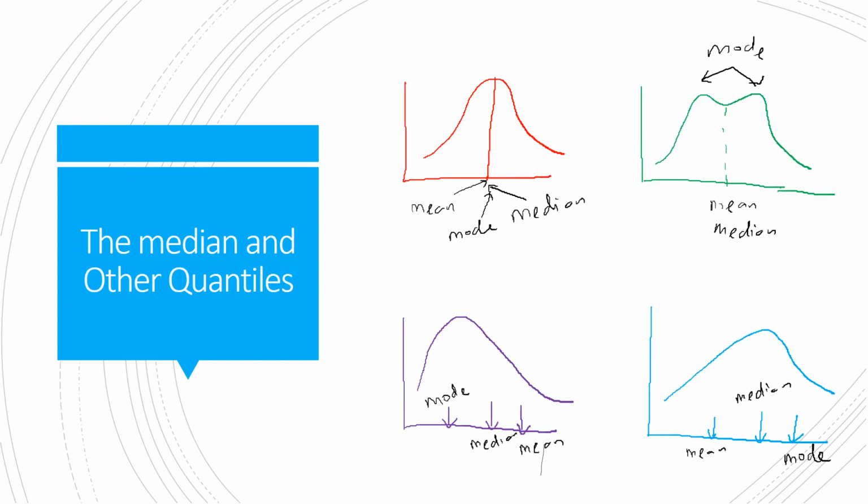Next is the median or other quantiles. The median is the middle measurement in a set of data. That is, there are just as many observations larger than the median as there are smaller. The sample median is the best estimate of the population median.